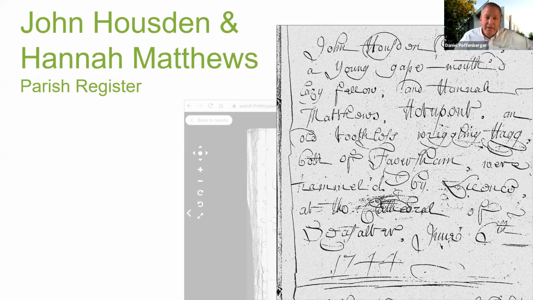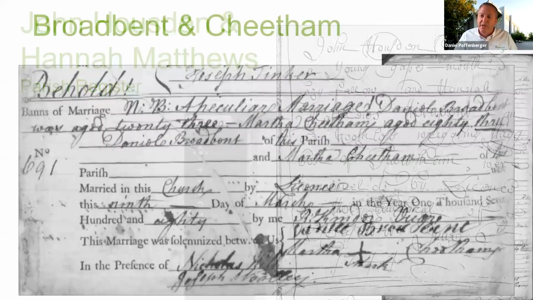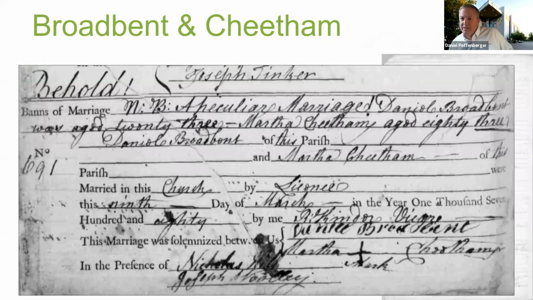beautiful like that. Now, in England, this is a 1744 marriage, so thank goodness they hadn't passed Lord Hardwicke's Marriage Act yet. That was in 1753. So in 1754, they started using a form for marriages. This form from 1754 stayed in place until 1837. And this is one of my favorites. We have here, behold, an NB, which is Latin for nota bene, a peculiar marriage. Daniel Broadbent was aged 23, Martha Cheatham aged 83. And this couple were also married by license.